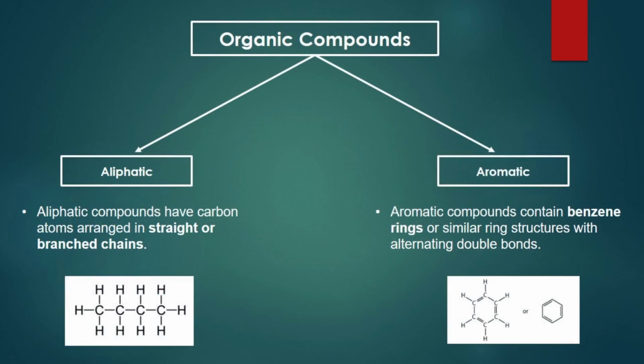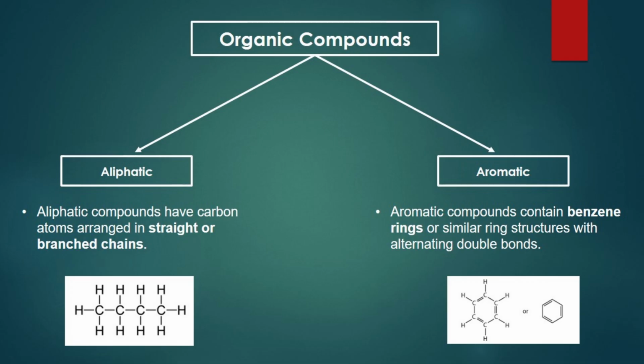There are two main types of organic compounds. The first one is called aliphatic compounds. In aliphatic compounds, carbon atoms are arranged in straight or branched chains. Look at this picture, you'll see only straight lines, not circles or curved shapes. So always remember, aliphatic compounds have chain-like structures, no rings.